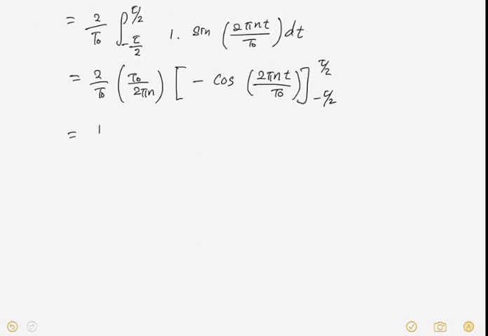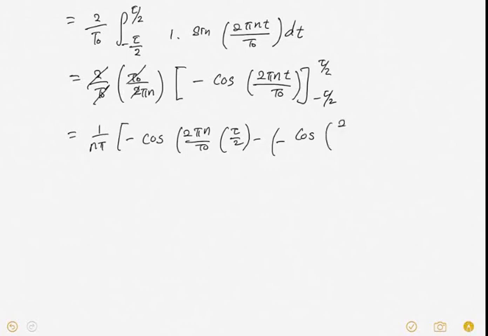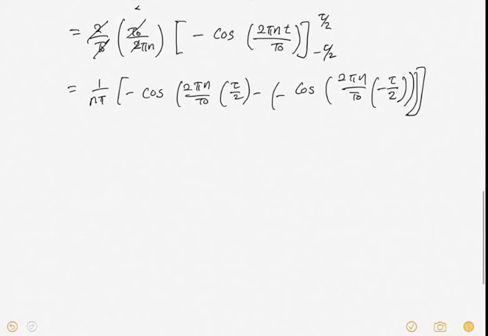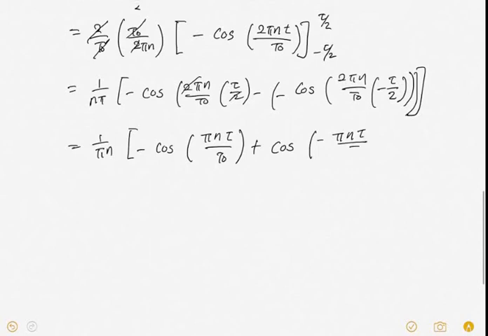Then you substitute the value, for tau over 2 and for negative tau over 2. And then at the end you get this one. So you cancel out, and you only have left minus cos pi n tau over T naught plus cos of negative pi n tau over T naught.